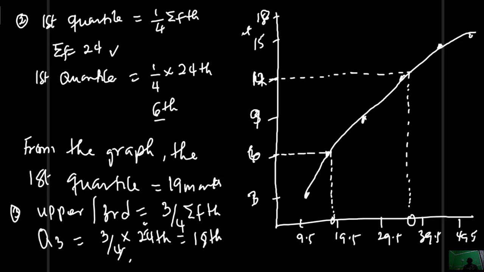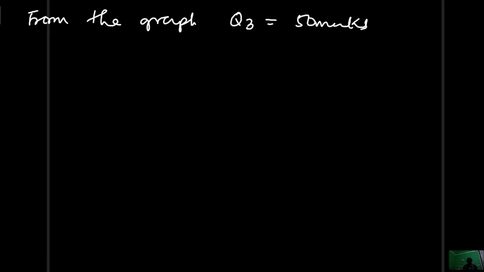So you look for 18 on the graph. 18 is here. So you send it all the way to the graph here. Then you send it to the x-axis. Then whatever you get, let's say 50. So you just write your answer. So after finding your answer, you write that from the graph, upper quartile is equal to 50 marks.